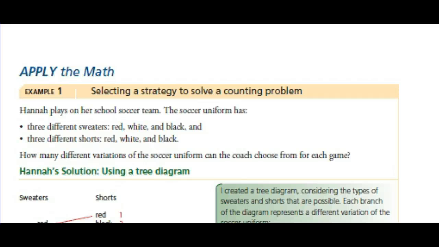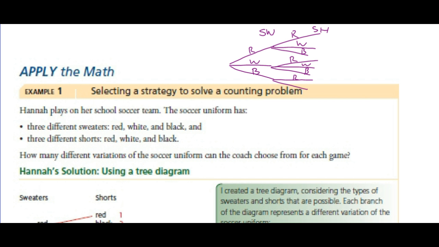Okay, now, Hannah's solution using a tree diagram. If you wanted to do a tree diagram, because there's not a lot of possibilities here. So, if we do a tree diagram, then we say, okay, what do we got? We got a sweater and we got shorts. For the sweater, I can choose red, white, or black. If we're wearing the red sweater, what color shorts can we wear? Red, white, or black. If we choose the white sweater, what color shorts can we wear? Red, white, or black. If we choose the black sweater, what color shorts can we wear? Red, or white, or black.